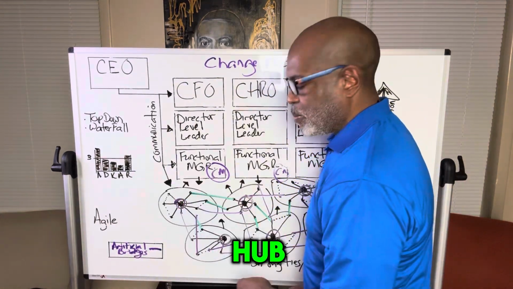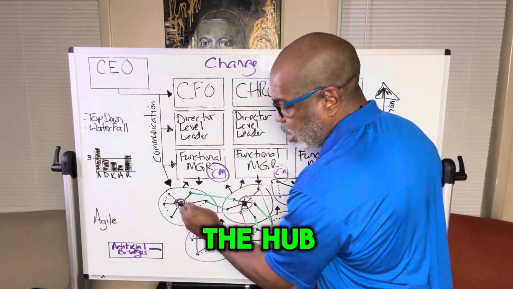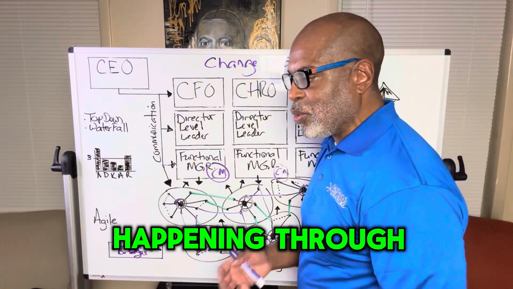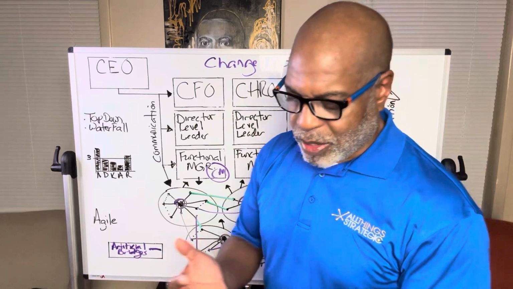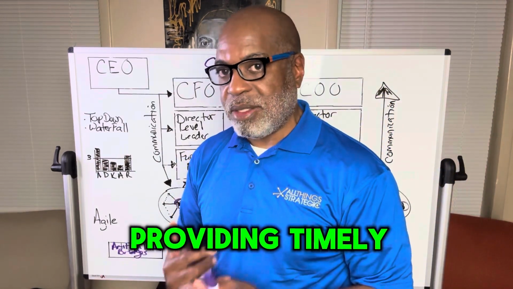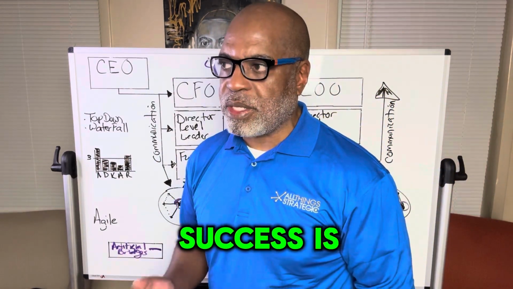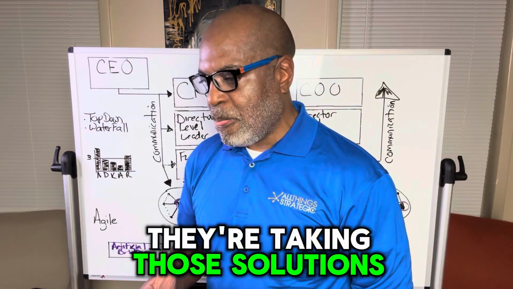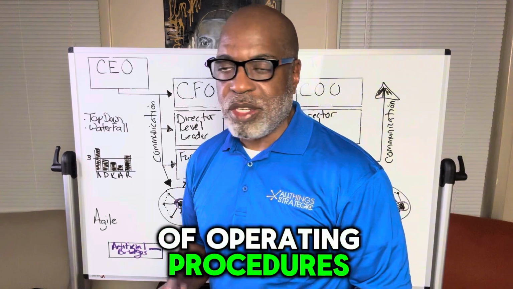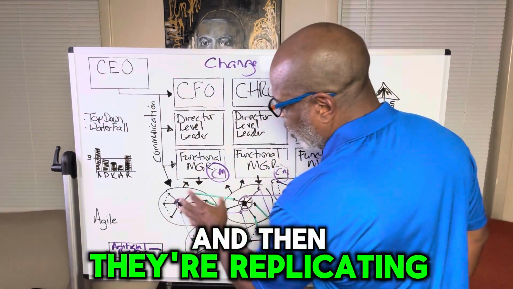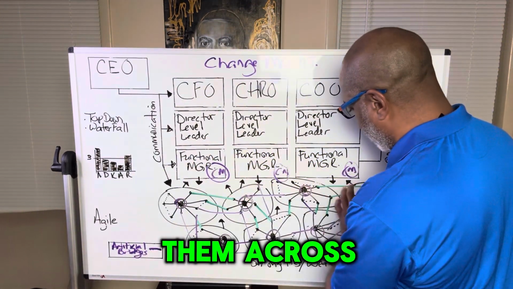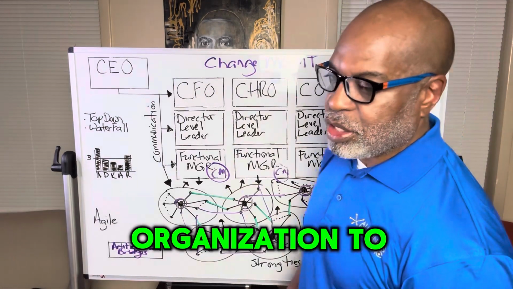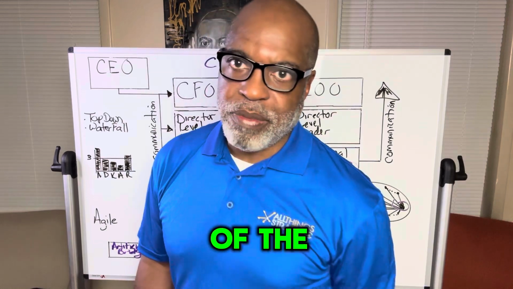but the work happens within the cluster, with the hub, with the center, the hub who is orchestrating what's happening through psychological safety and providing timely feedback. If success is shown within these solutions, they're taking those solutions and creating standard operating procedures, and then they're replicating them across other departments within the organization to ensure the effectiveness of the change.